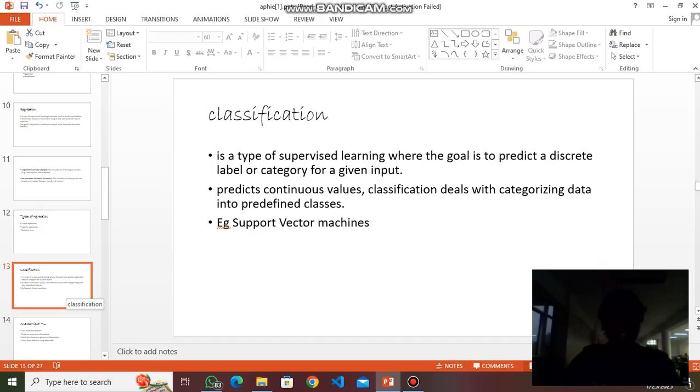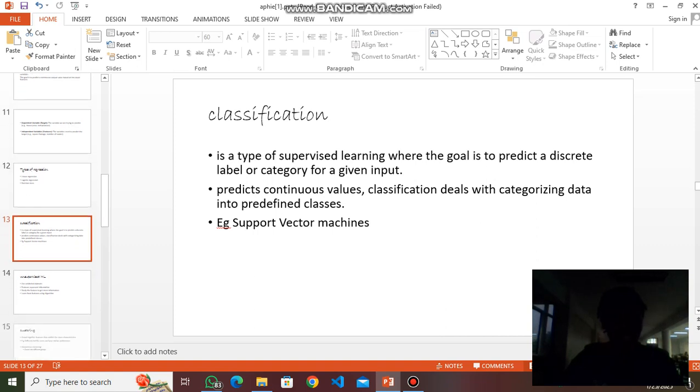We have what we call classification, as a branch of supervised machine learning. Remember, we have regression and classification for supervised. So classification is a type of supervised learning where the goal is to predict a discrete label or category for a given input, e.g. the support vector machines. I'm going to say something about support vector machines later.